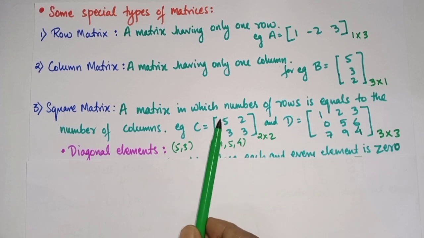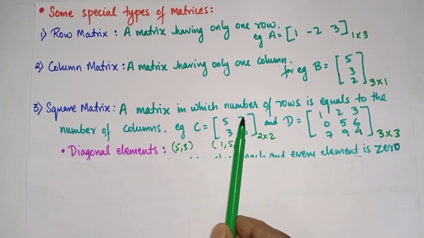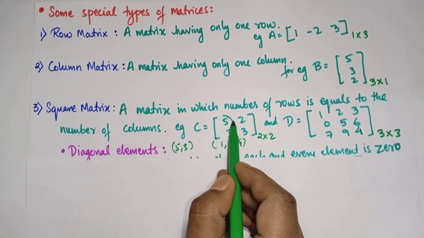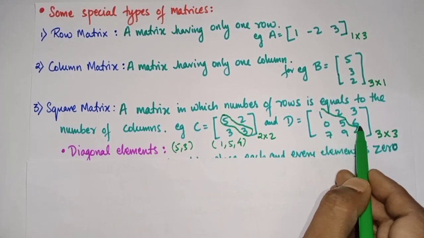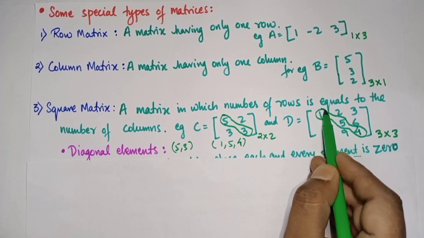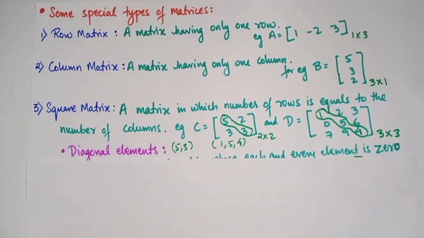Hope you are clear. Always we take from left to right. So 5, 3. We will not take it this way. This is my diagonal. Okay, I'll make it like this. This is my diagonal element. So this side, this is my diagonal element. Hope you are clear. Now we have another one.